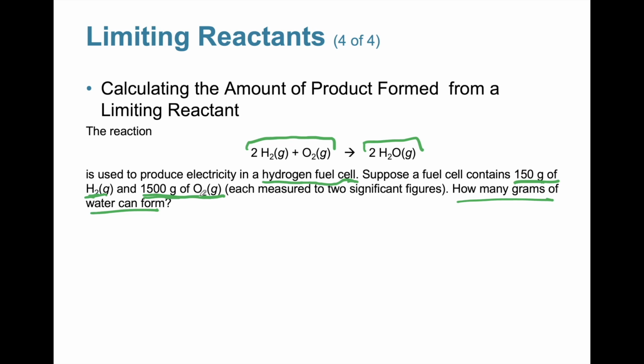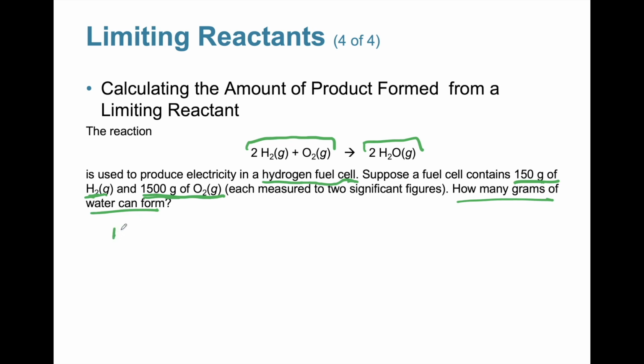Well, it's not always that obvious, and so you actually have to go through and do your stoichiometric calculation with both of the reactants and figure out which one is the limiting reagent by the one that creates the least amount of product, right? So we'll go ahead and do that now. And this is how you do all limiting reagent problems, okay?